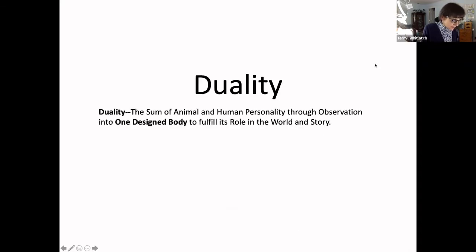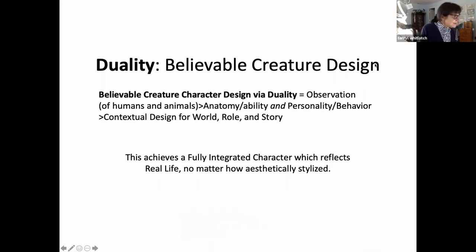Get back on the right window. Okay, so we want to talk about duality. Let me go back one slide because I accidentally did that.